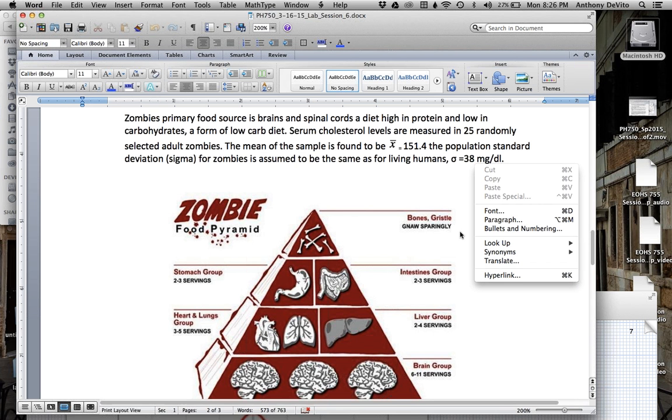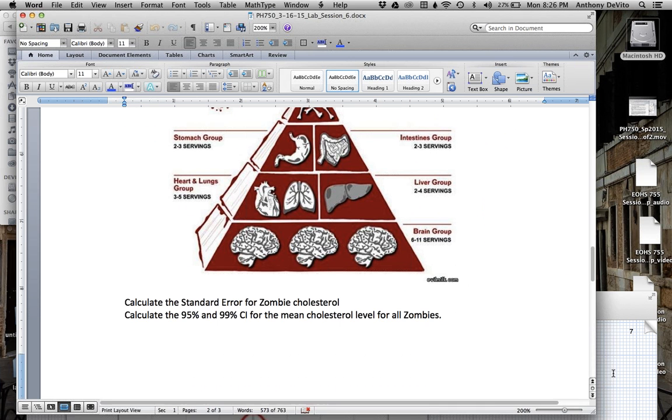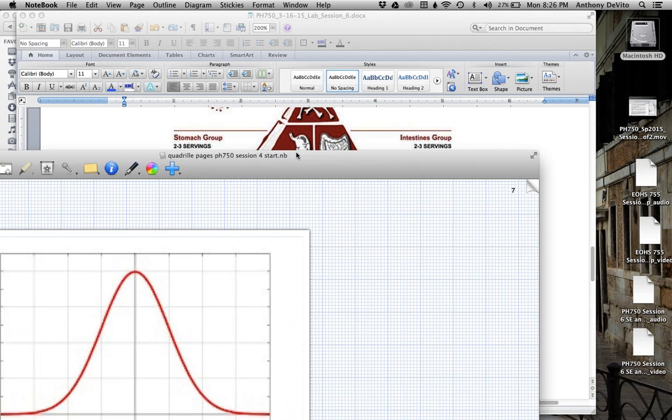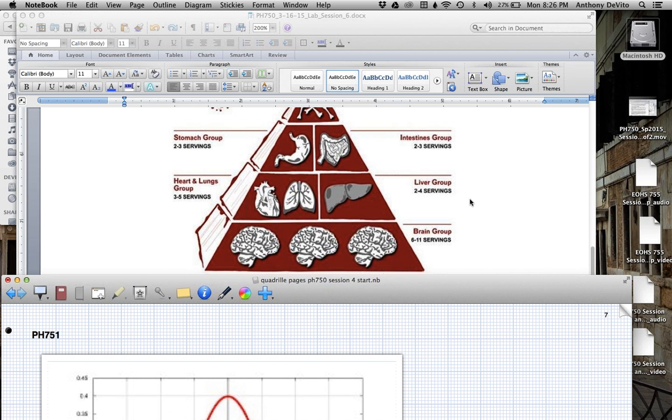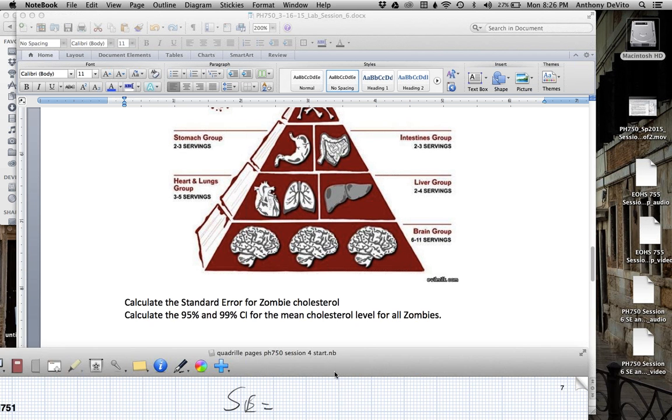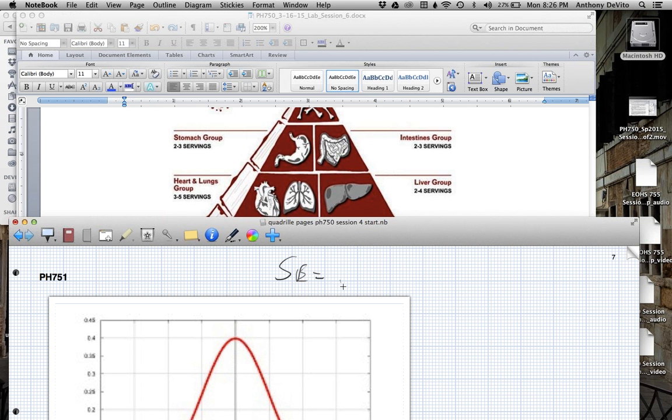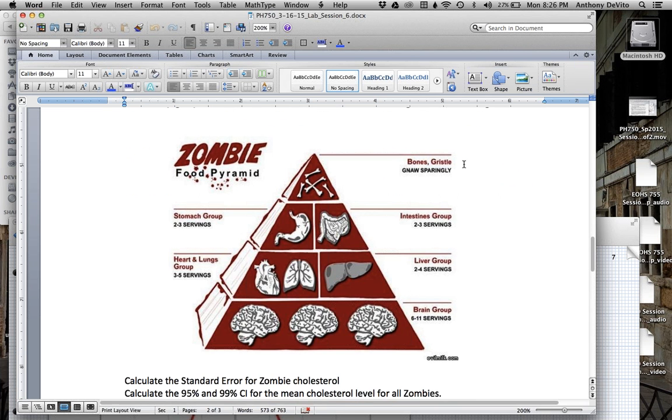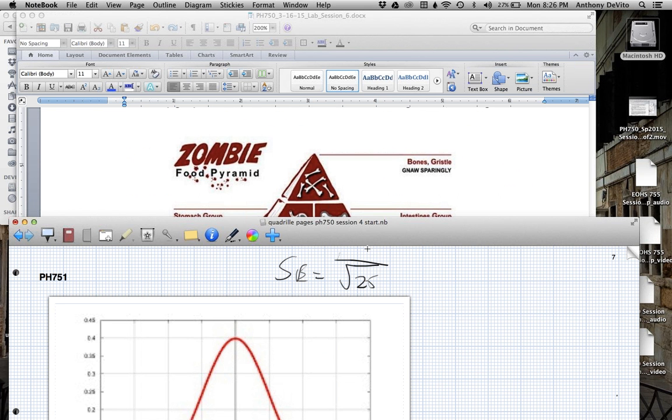I'll do it myself up here, and we'll compare our answer. Sigma equals, what did I have here? It was 38. Okay, I got a standard error for serum cholesterol for zombies of 7.6.